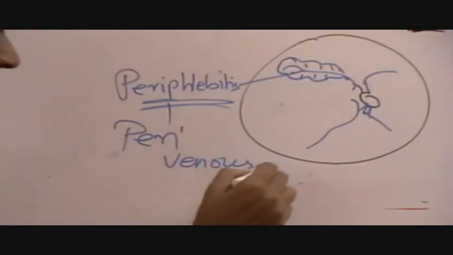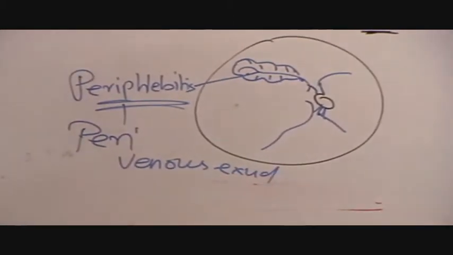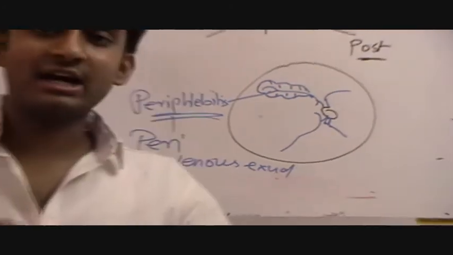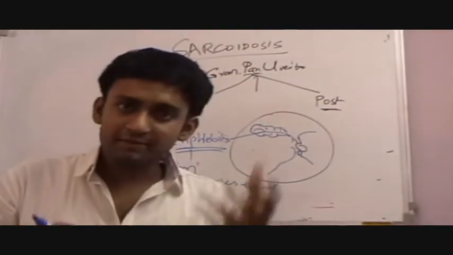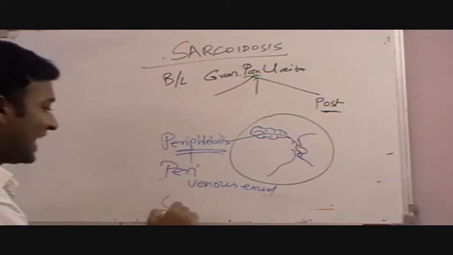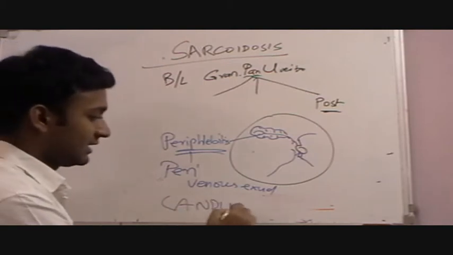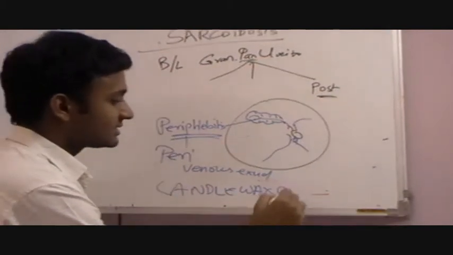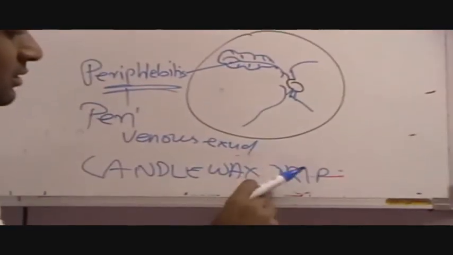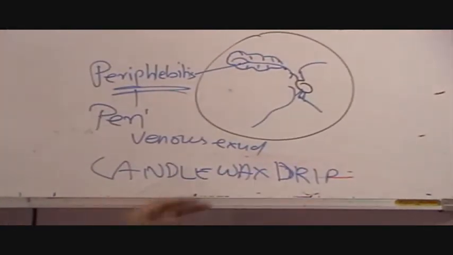So, the perivenous exudates, they form like wax dripping from a candle. It's called the candle wax dripping. Candle wax drips. That is important.